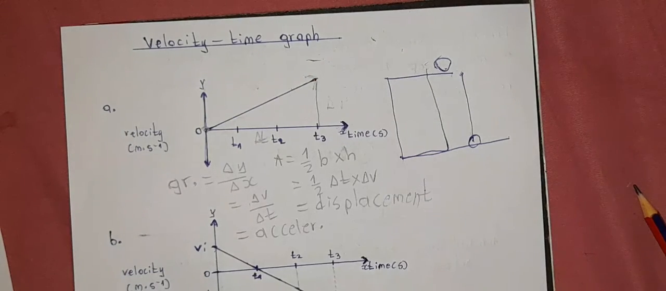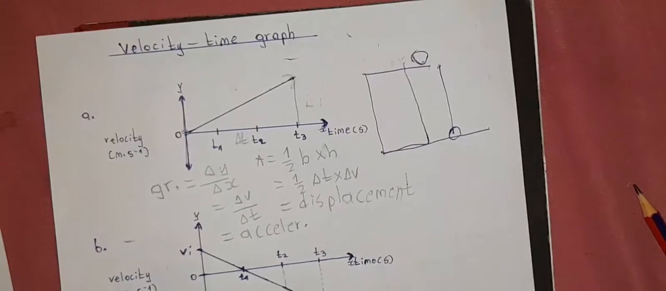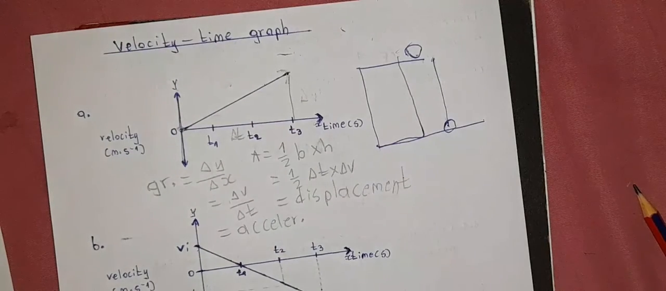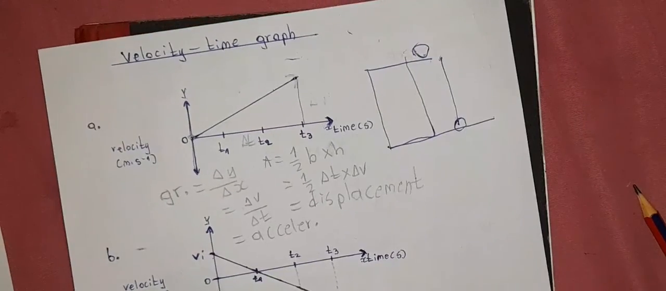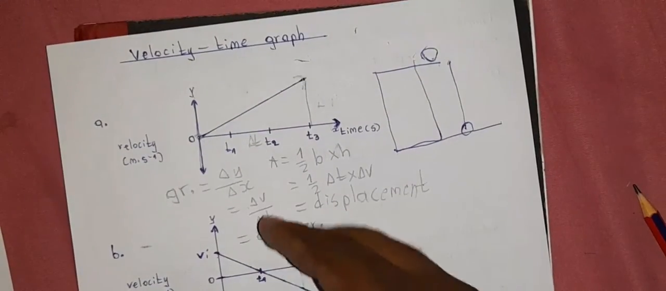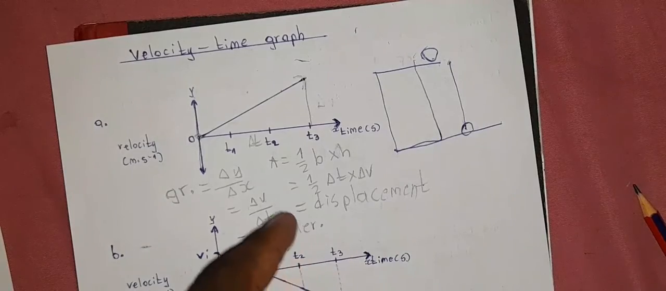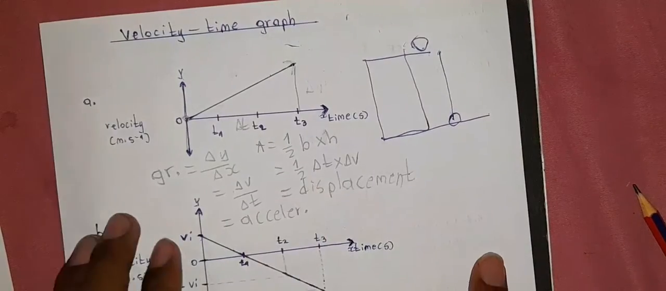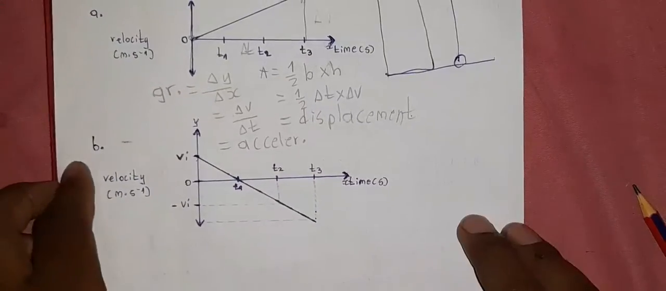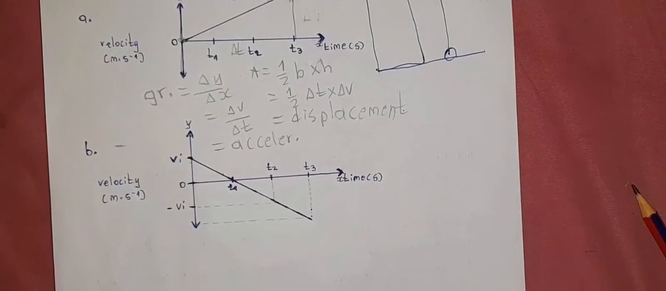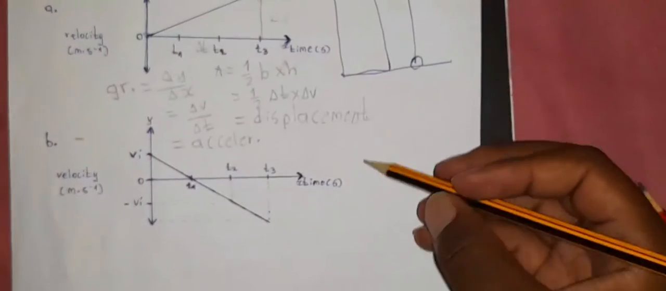I think you might get the idea for now. If they say calculate acceleration, you use the slope. If they say calculate the displacement or maximum height, you use the area formula there. Let's look at graph B. I will tell you why it's a straight line. So we can associate graph B with this here.